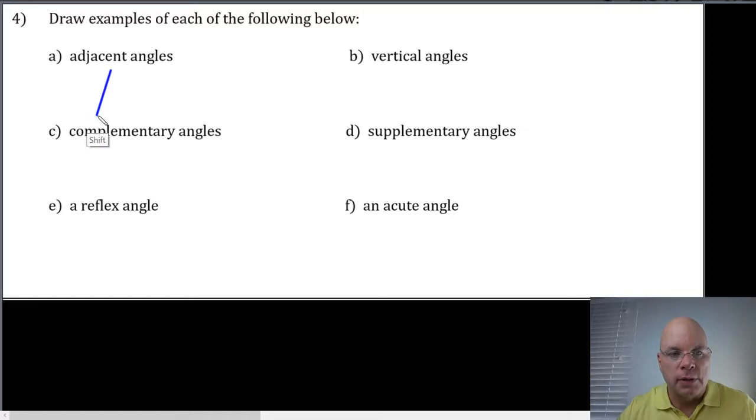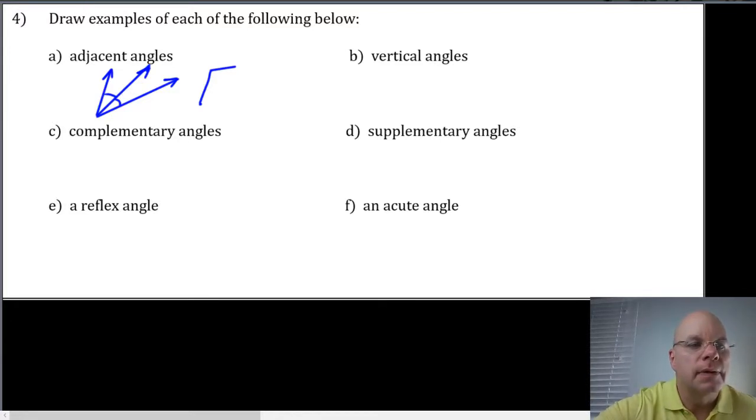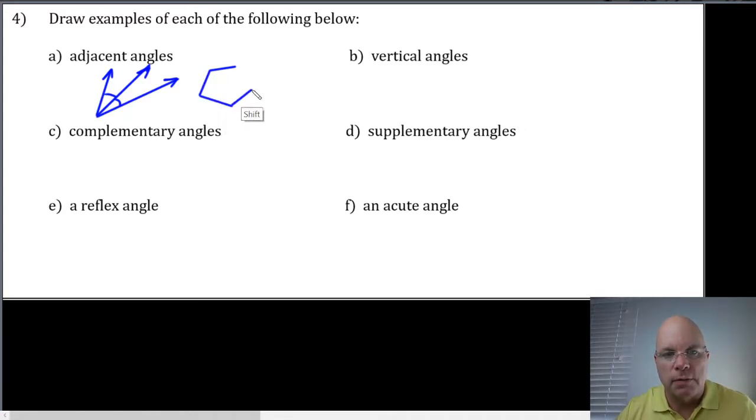I'm going to just draw a couple of angles that share a common ray. They both share this ray. And so if I make little arc marks for the angles, this angle is adjacent to this angle. You also could make a shape, like I'll make a pentagon, and then this angle and this angle would be adjacent because they share this line segment.